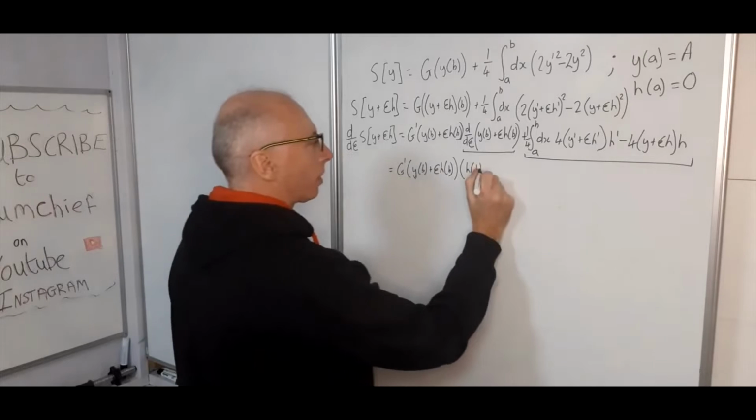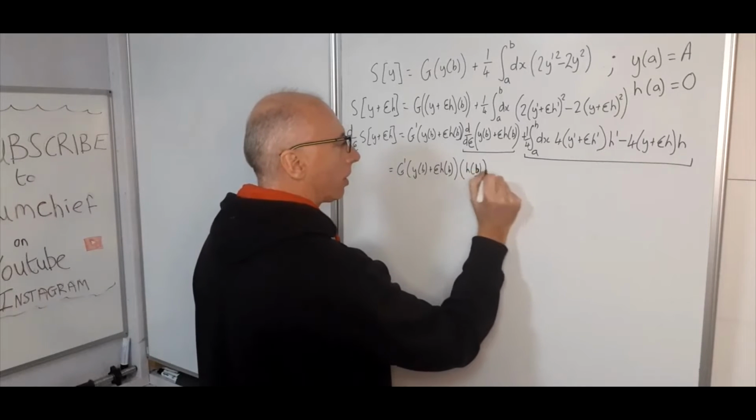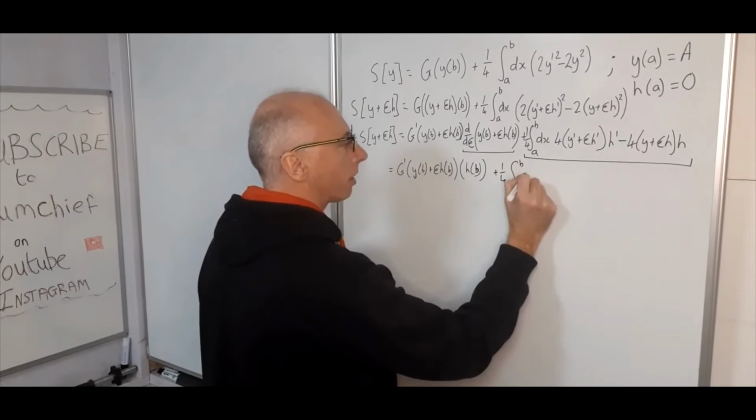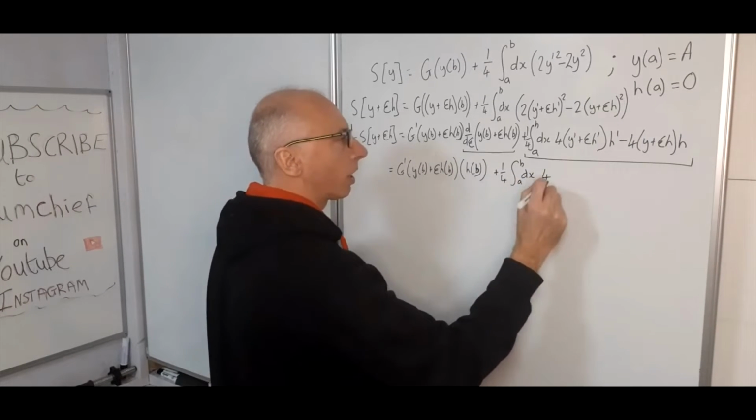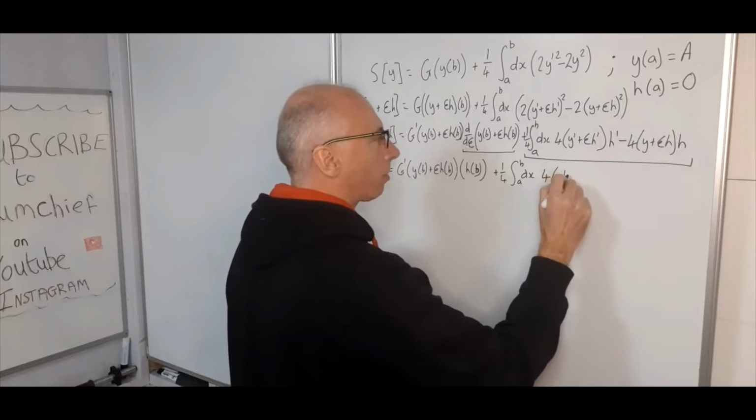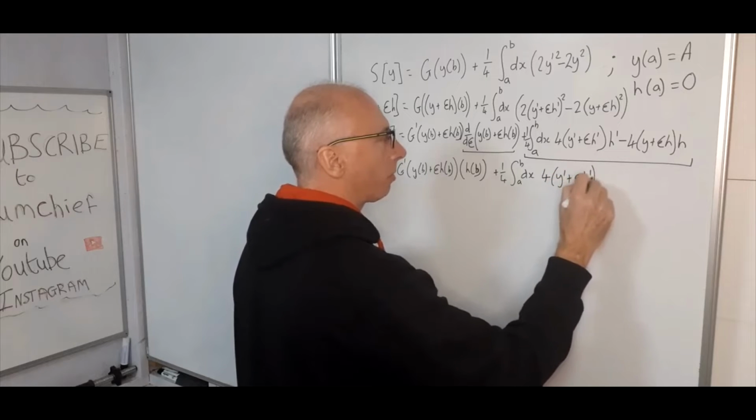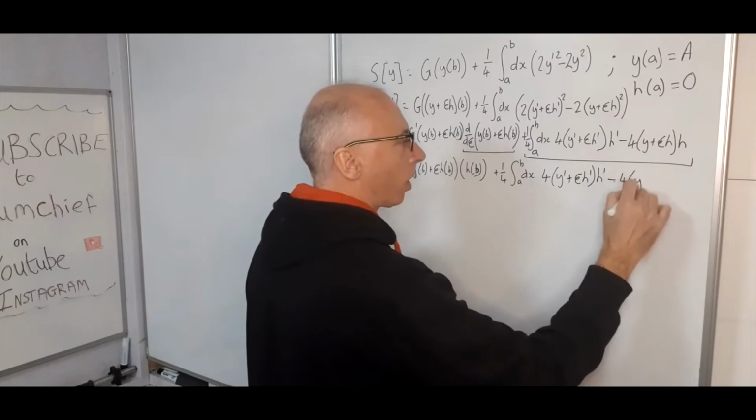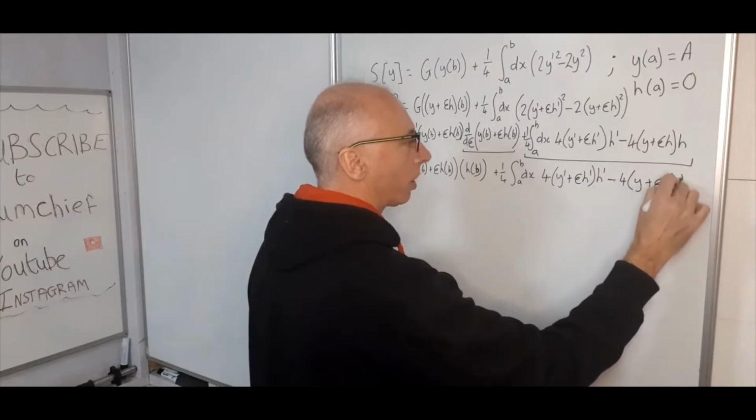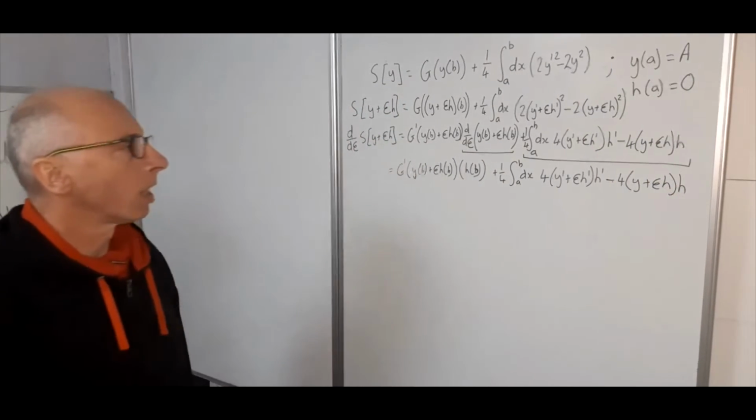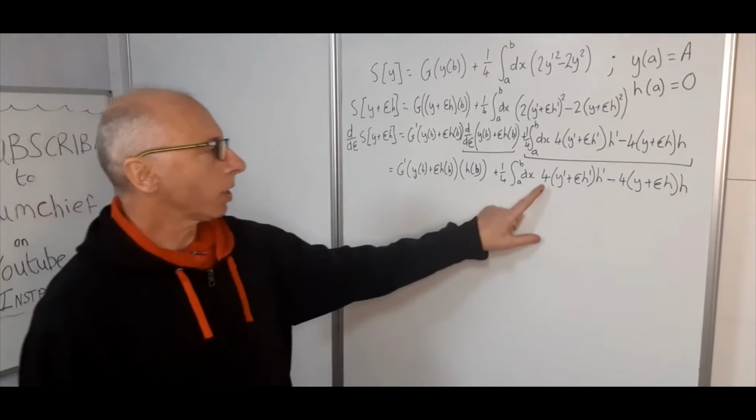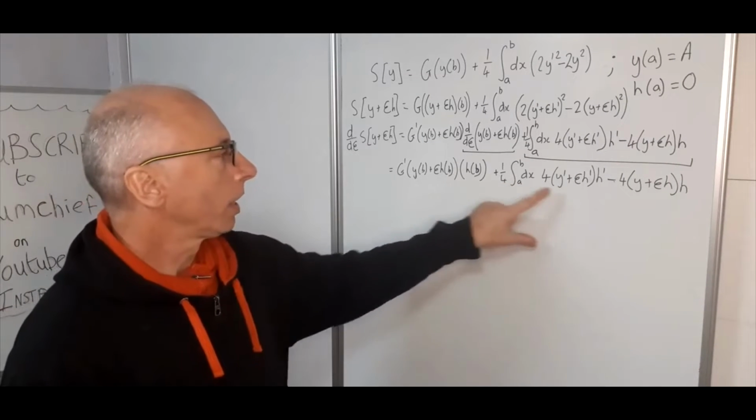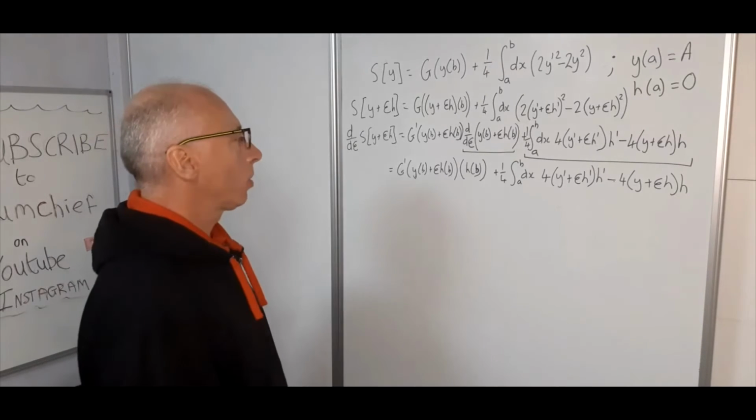So let's just write this out a little bit tidier. Plus a quarter, integral from a to b dx, 4 times y' plus epsilon h' times h', minus 4 times y plus epsilon h times h. Okay, so now we can see that these 4s, when brought out to the front of the integral, will all cancel. So those can all be sorted out on the next slide.